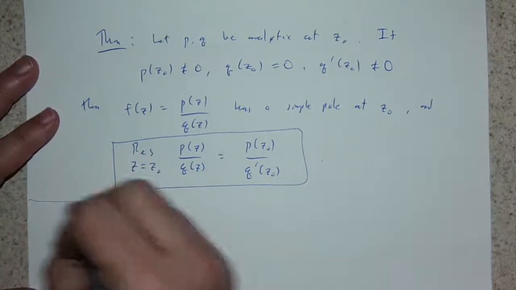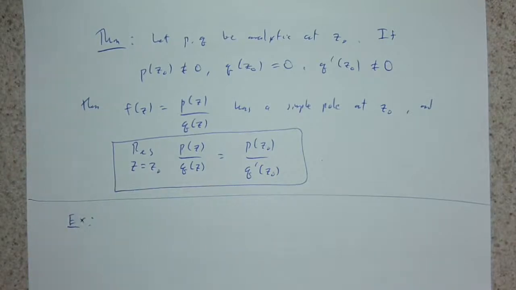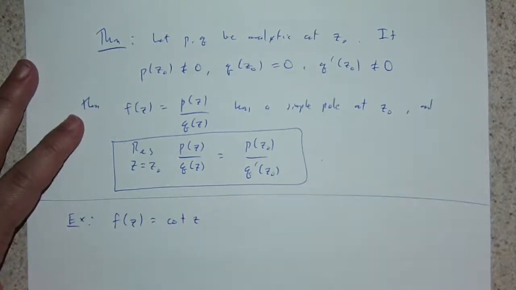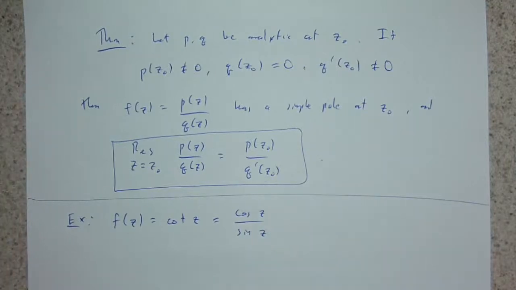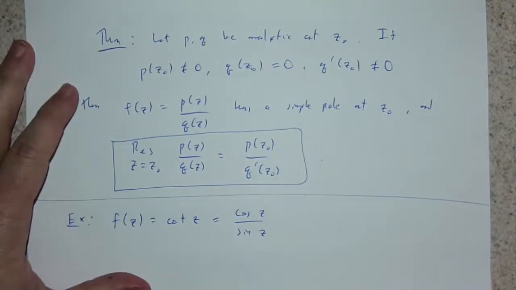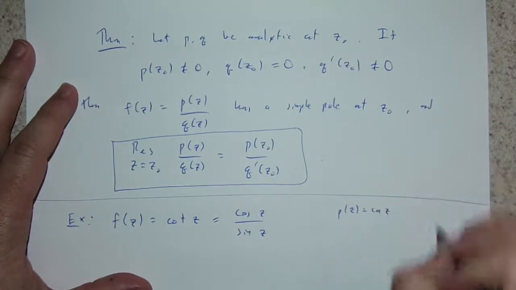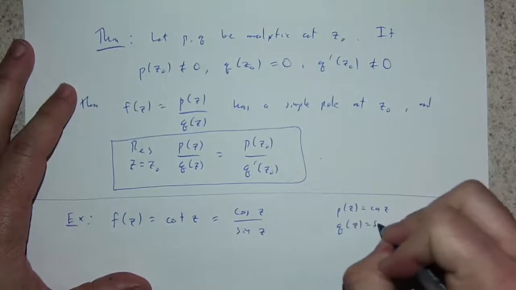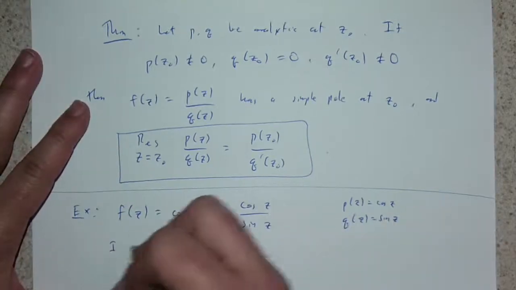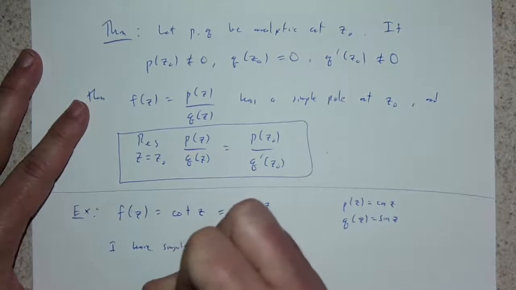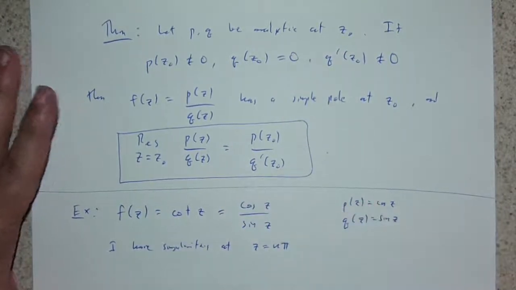Okay. So this is nice. Let's use this immediately to compute residues at points that we care about for cotangent of z. What's cotangent of z? Cotangent of z is the quotient cosine z over sine z. Well, this is a quotient of two entire functions. So p of z here is cosine z, that's entire. q of z is sine z, that's also entire. Where do I get singularities? Well, I get singularities at the zeros of sine z. So then I have singularities at z equal to n pi, where n is an integer.